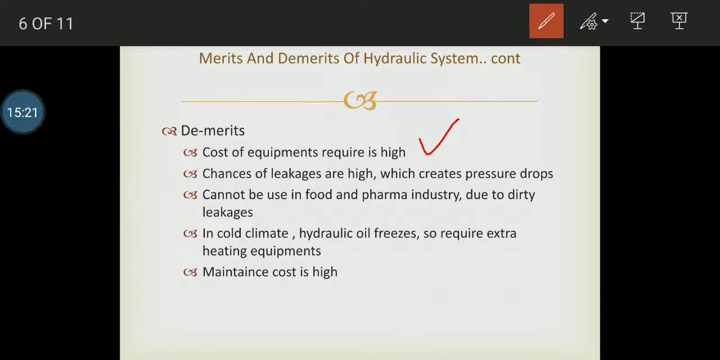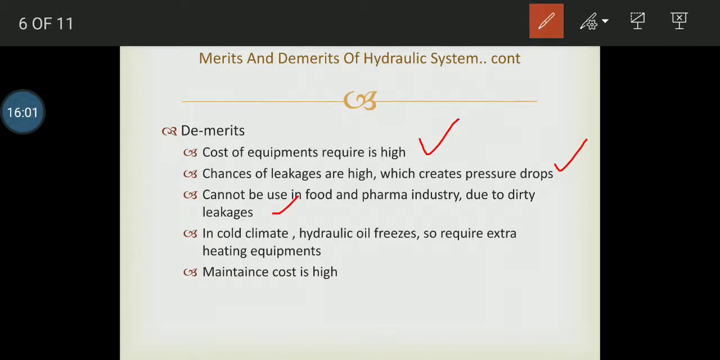Then, chances of leakages are high. Leakage chances are very high because we have a fluid supply over here. So many times fluid leakages take place. We have to cover each and every corner of the system, because once a leakage has been created, it drops the pressure instantly and exponentially to a very low point. So we are required to cover that leakage instantly to get back to the work.